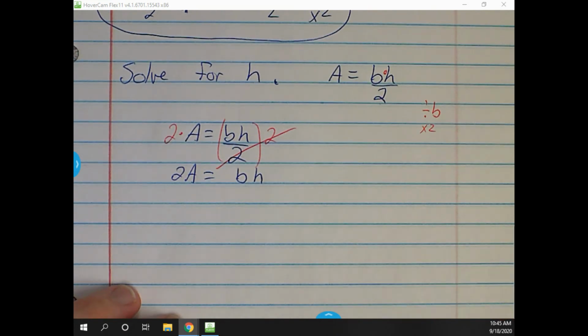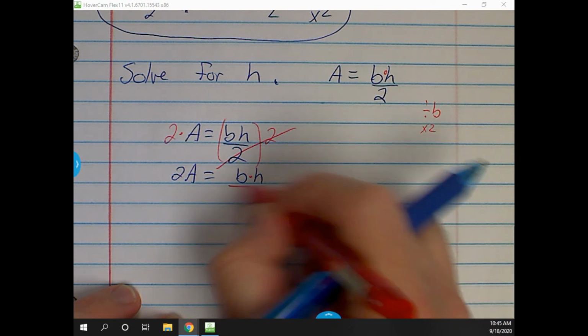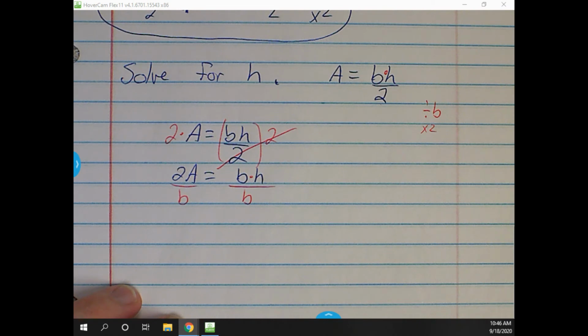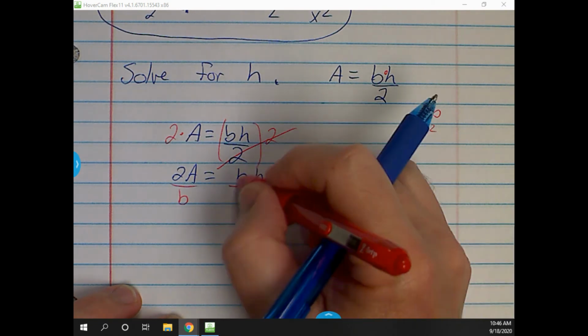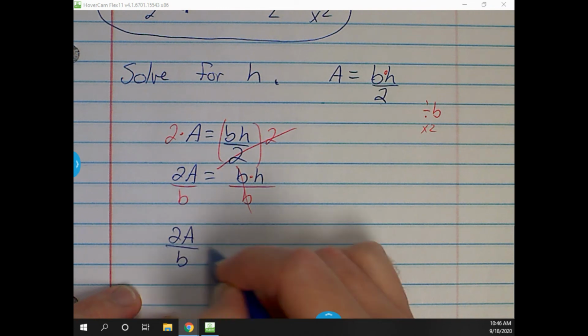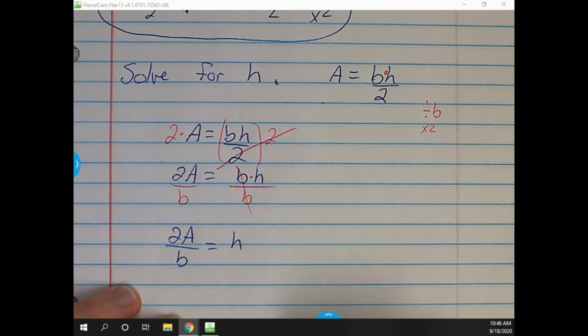And if you have b times h, to get rid of multiplication, that means you need to divide. So we're going to divide both sides by b. That way that cancels out. And now you've got the h by itself.